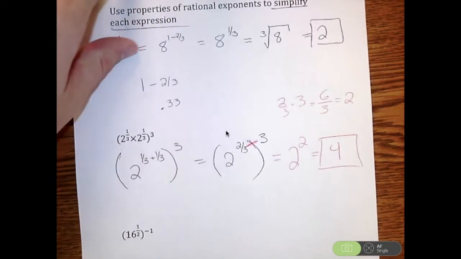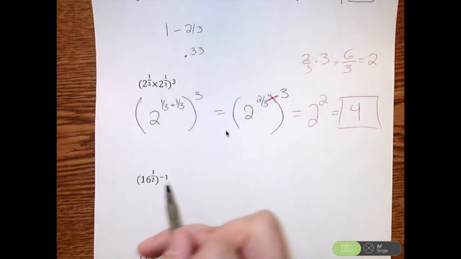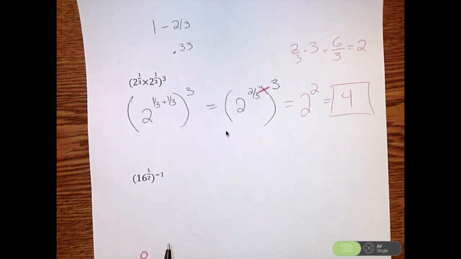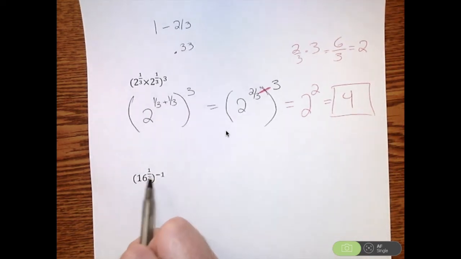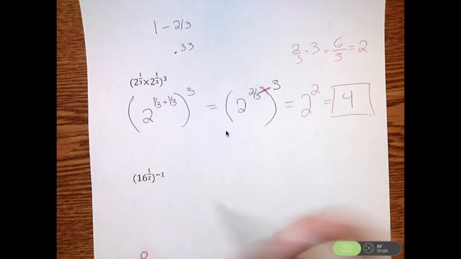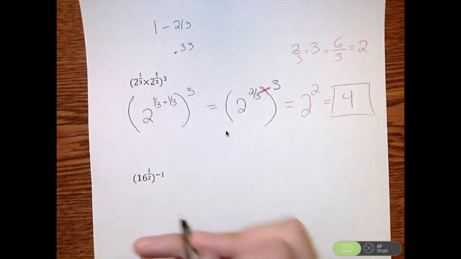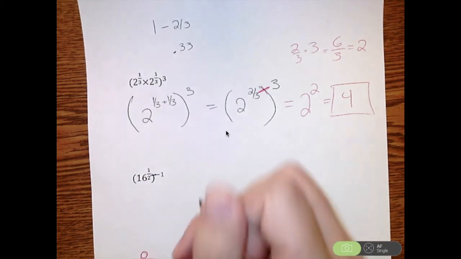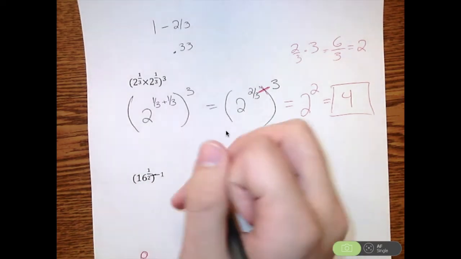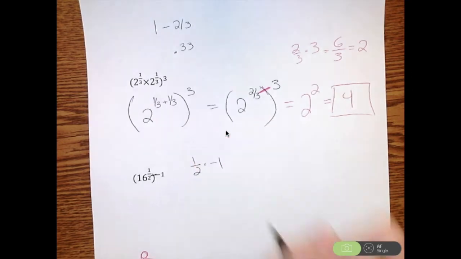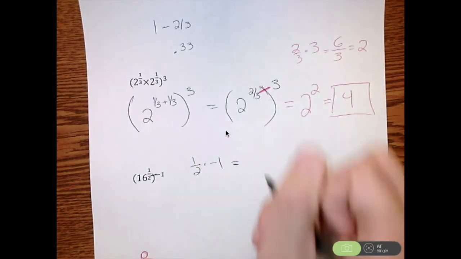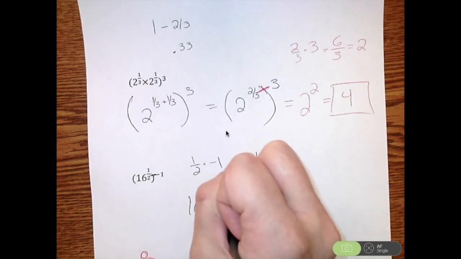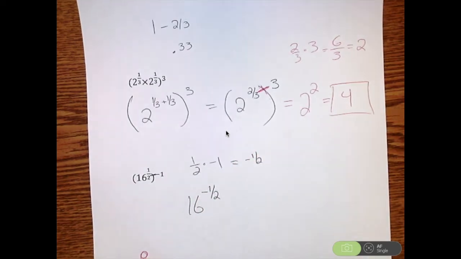And then my last one, I have 16 to the 1/2 power on the inside and a -1 on the outside. Remember, if you ever have exponents on the inside and outside of parentheses, you want to get them together, we're going to multiply as we go through parentheses. So I'm going to take 1/2 times -1. So 1/2 times -1 is just -1/2. So what we end up with is 16 to the -1/2 power.